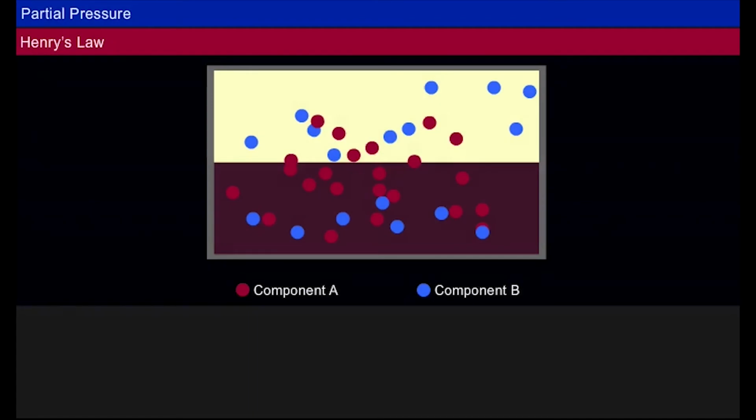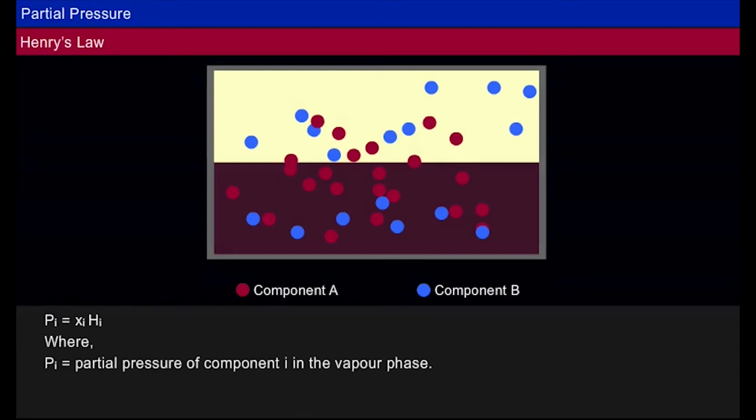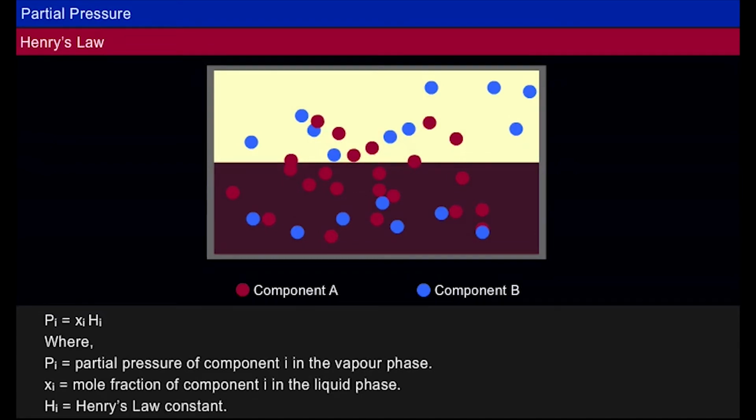Let us discuss Henry's law. The Henry's law equation is given as Pi is equal to Xi into Hi, where Pi is equal to partial pressure of component i in the vapor phase. Xi is equal to mole fraction of component i in the liquid phase. Hi is equal to Henry's law constant.